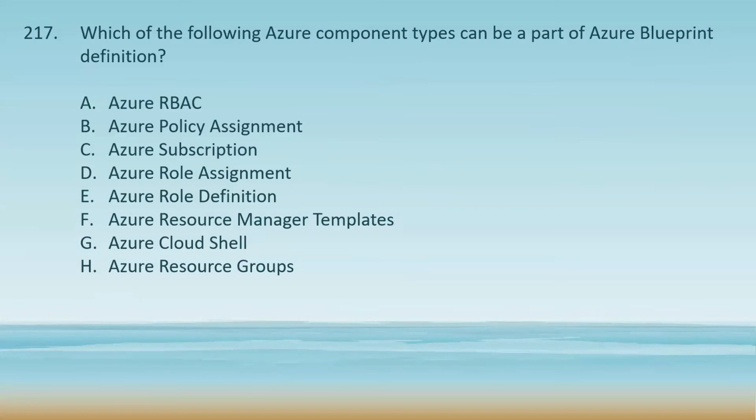Question number 217 of the series. Which of the following Azure component types can be a part of Azure Blueprint definition? Your options are Azure RBAC, Azure Policy Assignment, Azure Subscription, Azure Role Assignment, Azure Role Definition, Azure Resource Manager Templates, Azure Cloud Shell, Azure Resource Groups.